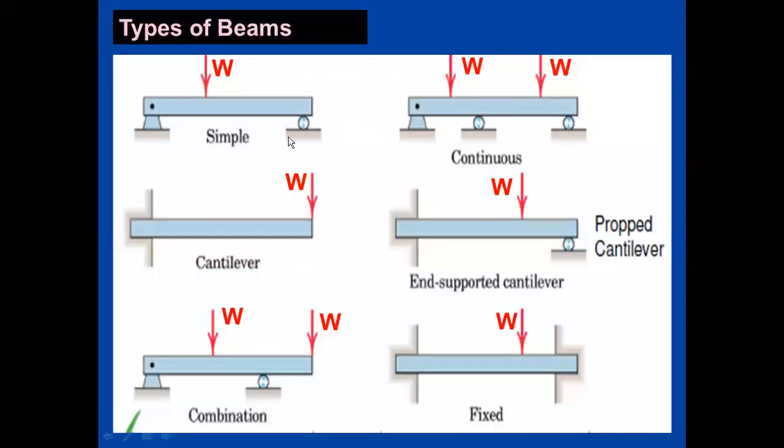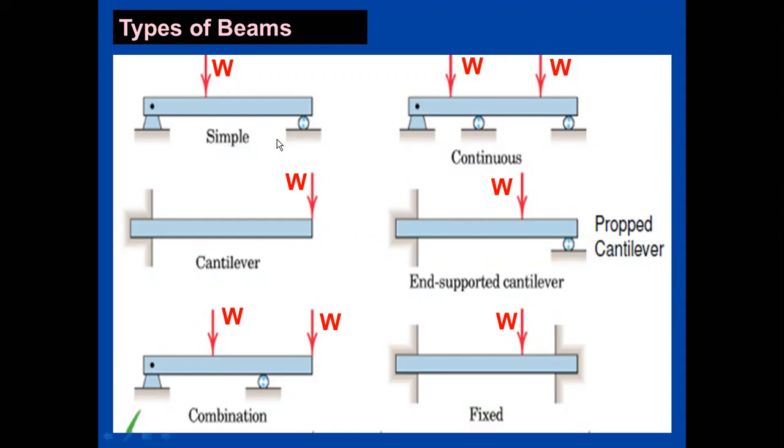Now if you look here, I am going to discuss what are the types of beams, what are the types of supports, and what are the different types of loads. If I know about the different types of beams, supports, as well as the different types of loads, then I can easily analyze the beam. Right? So what are the different types of beams?